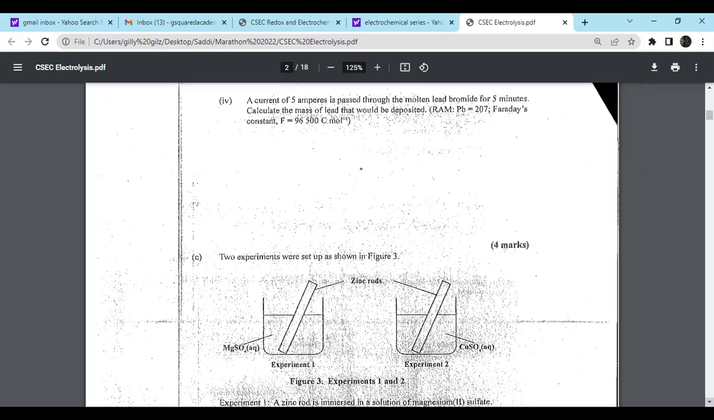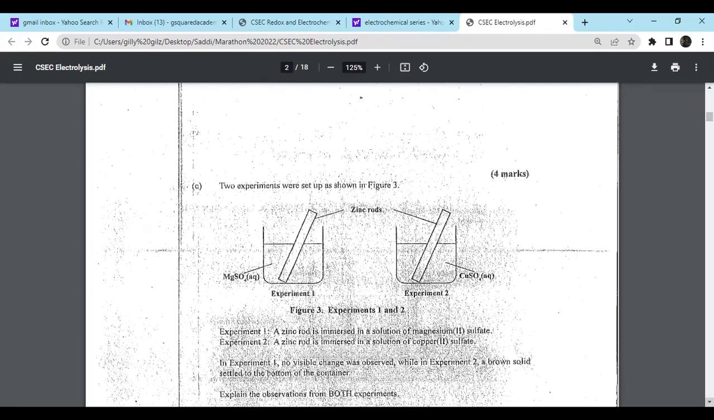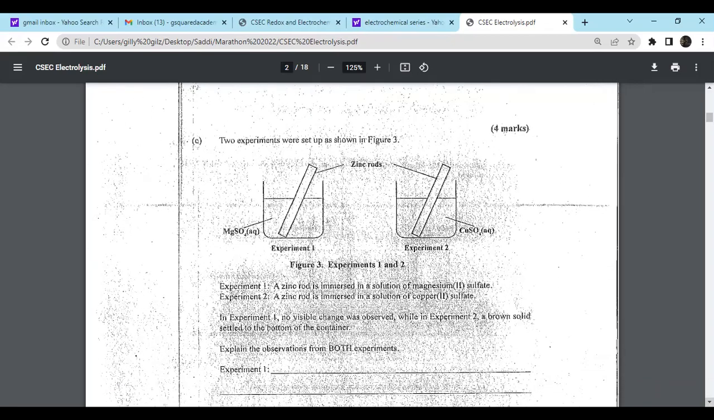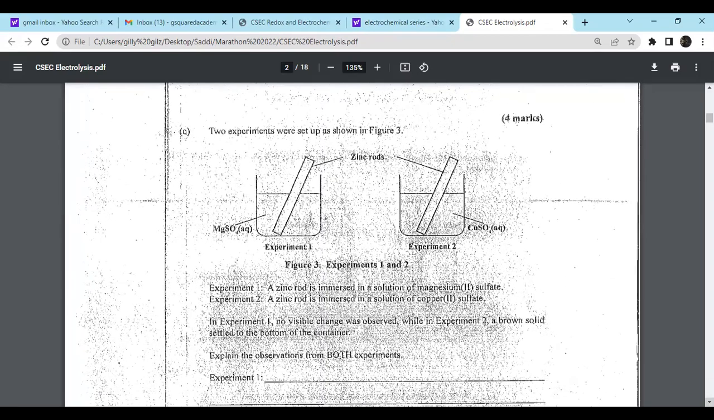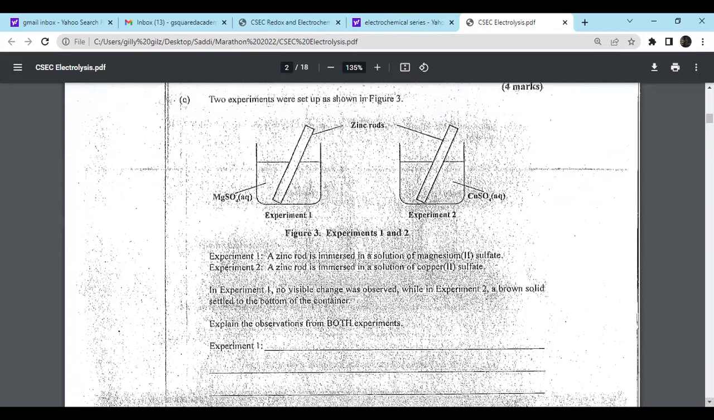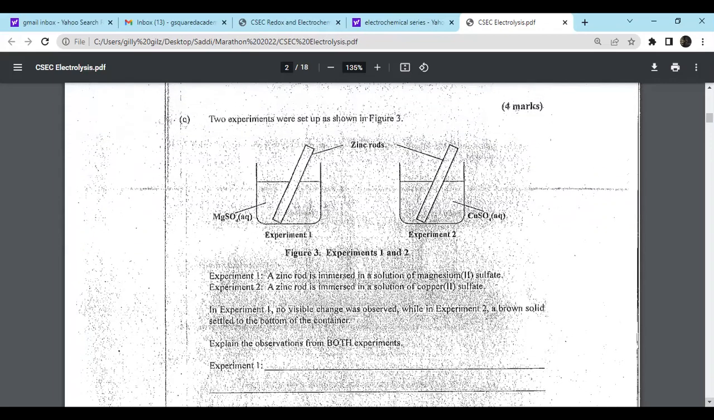All right, so we will proceed now to the next question. It says 2 experiments were set up as shown below. You have a zinc rod placed in magnesium sulfate and a zinc rod placed in copper sulfate. In experiment 1, no visible change was observed, while in experiment 2, a brown solid settled to the bottom of the container. Explain the observations from both experiments.